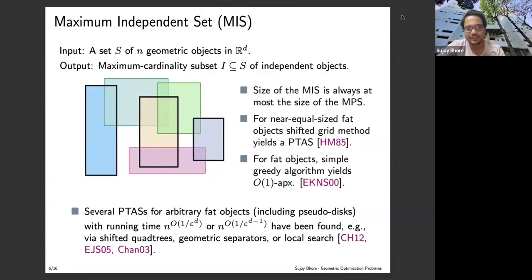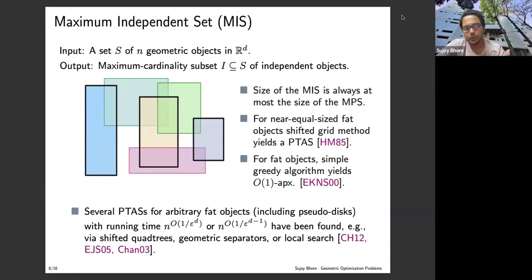Maximum independent set is one of the most extensively studied problems in combinatorial optimization and theoretical computer science. Since the size of the maximum independent set is always at most the size of the minimum piercing set, for near equal size fat objects, there is this shifted grid mechanism by Hochbaum and Maass. This gives a PTAS. For fat objects, the greedy gives a constant factor. I know that at least for disks, I think the factor is roughly 6 or around that.